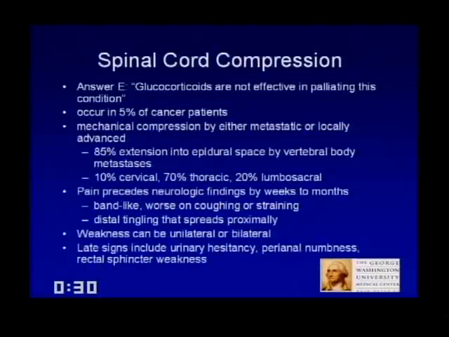About 10% of spinal cord compressions are cervical, 70% are thoracic, and 20% are lumbosacral. The pain does precede neurologic findings by weeks to months. The pain is often described as a band-like pain, worse on coughing or straining, often associated with distal tingling that spreads proximally. The weakness in these patients can be unilateral or bilateral. The late signs include urinary hesitancy, perianal numbness, and rectal sphincter weakness. Glucocorticoids are effective in palliating this condition. So if you suspect it, there'd be no harm in most cases to giving the patient a bolus of glucocorticoids.